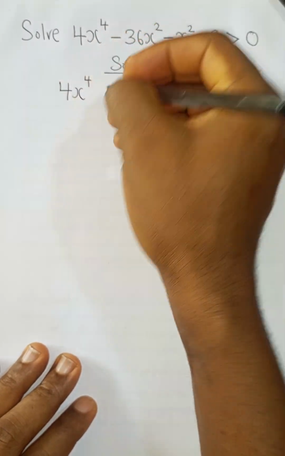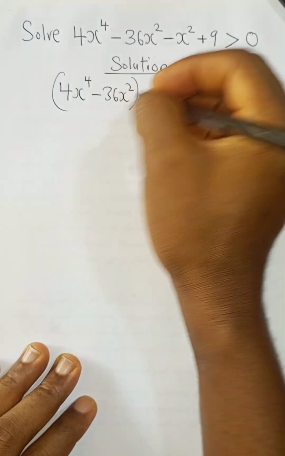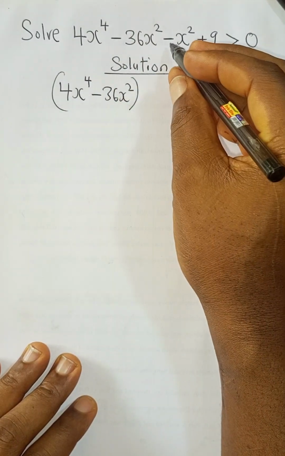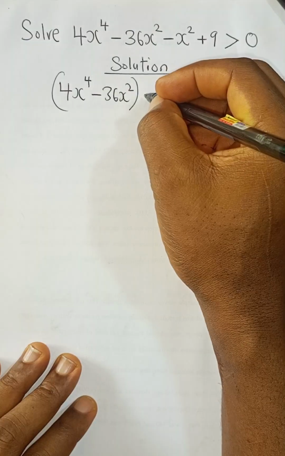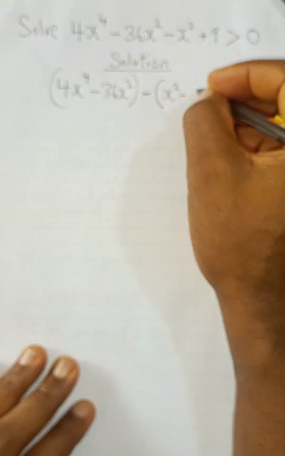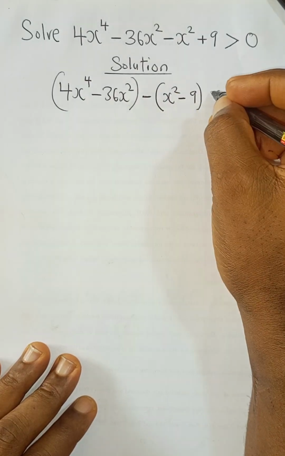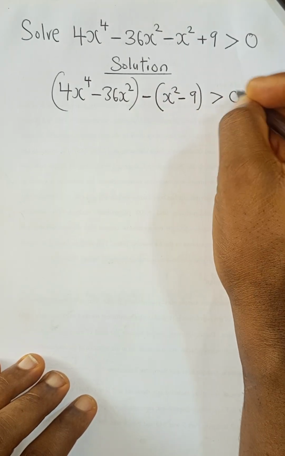4s raised to the power of 4 minus 36s squared in one group. Now, this place, bring this minus out. If you bring this minus out, what will remain? It will remain s squared minus 9, because minus times minus will give you plus, is greater than 0.